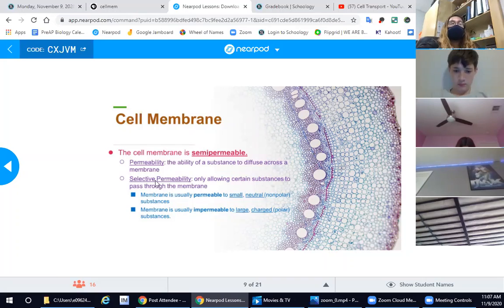Some molecules are permeable, meaning they're allowed to go in through the cell at any entry point. And then some molecules are impermeable, meaning they're not allowed to go in. The cell membrane will not let it enter at all. And those are going to be the larger molecules.